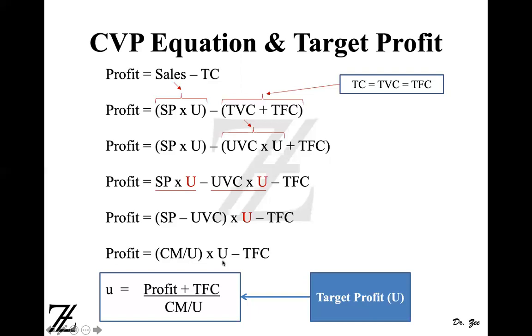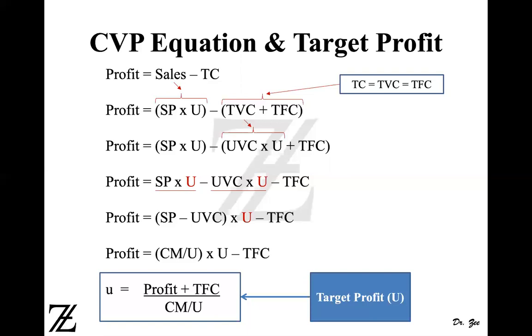Now we are going to solve for U. When we solve for U, we are going to add total fixed cost on both sides. So the total fixed cost goes toward profit plus total fixed cost, which you can see in this equation right there. And we are going to divide by contribution margin per unit on both sides, so the right-hand side will cancel out. So we have profit plus total fixed cost divided by contribution margin per unit. Now this is the equation for target profit in units.